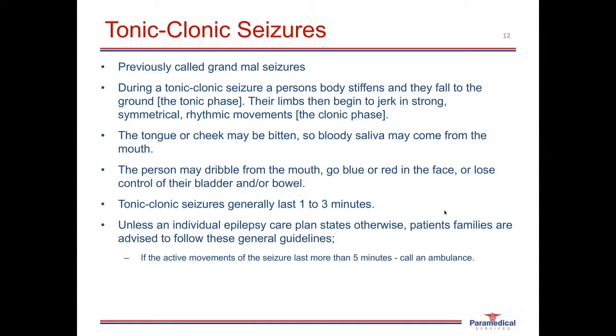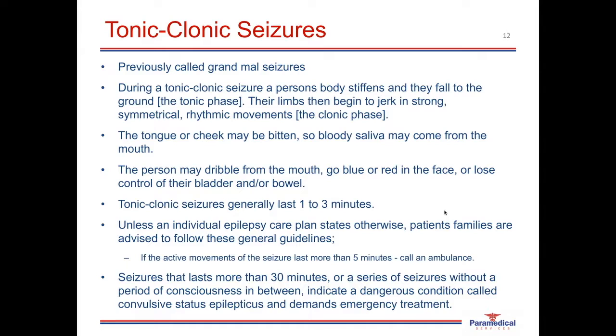Unless an individual epilepsy care plan states otherwise, families and friends are advised to follow the general guidelines that if somebody experiences a tonic-clonic seizure for more than 5 minutes, call for an ambulance. Seizures that last more than 30 minutes or a series of seizures in which the patient didn't regain consciousness in between indicate a dangerous condition called status epilepticus. Without immediate management, this can result in permanent neurological damage, respiratory failure, and death. Associated complications of status epilepticus include aspiration, brain damage, and fracture of long bones.